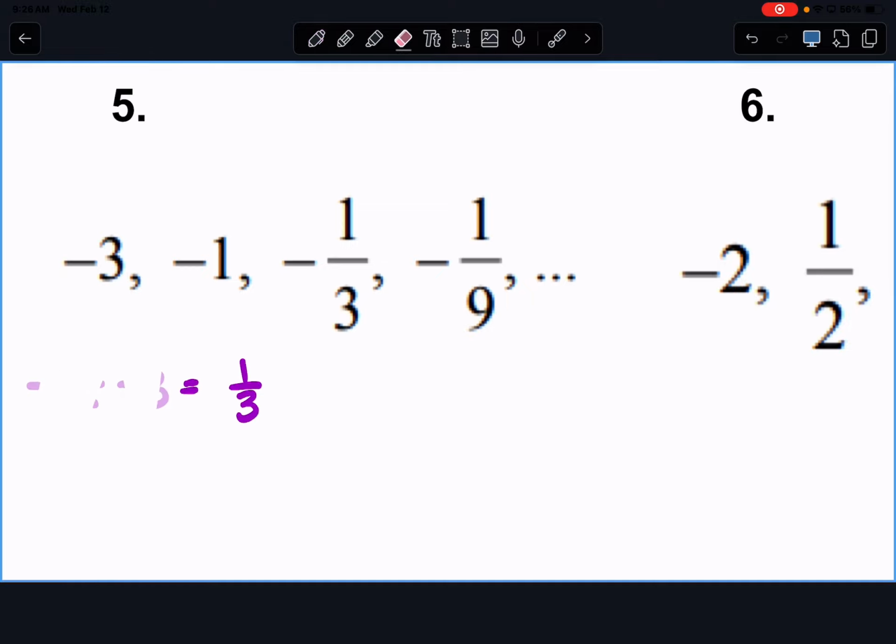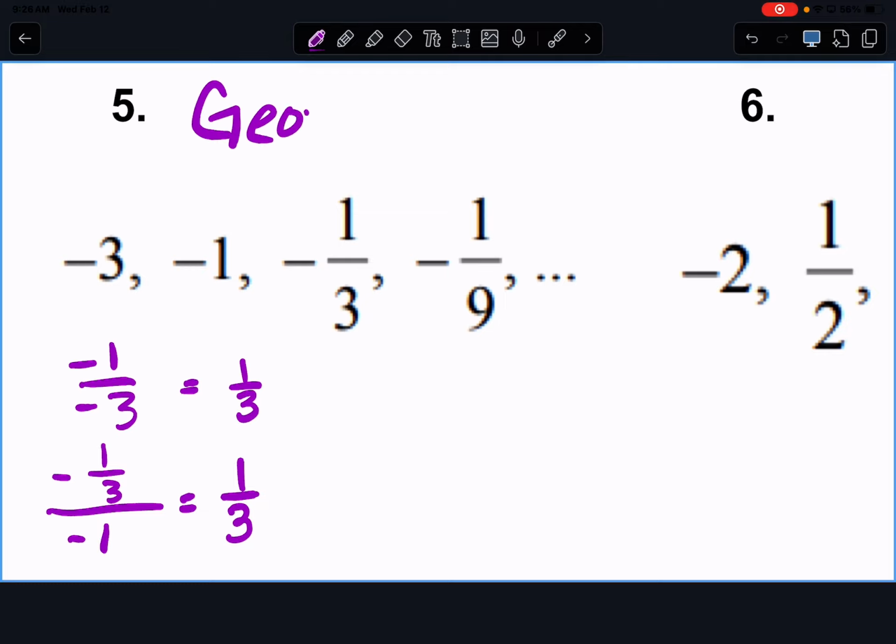You want to write it this way? -1 over -3, 1/3. What is -1/3 divided by -1? What is anything divided by 1? Itself, right? And a negative makes a positive. So it's geometric. Because to go from 3 to 1, you multiply it by 1/3. Okay.